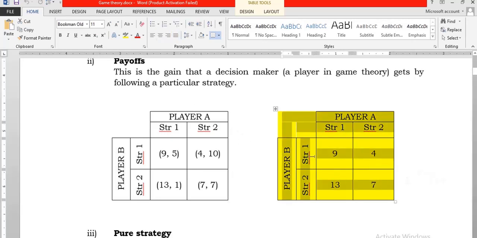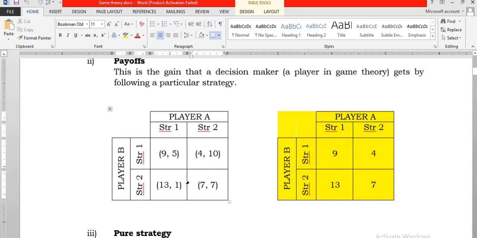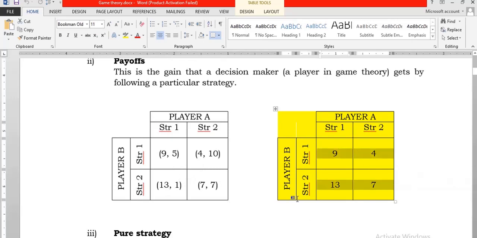This matrix here will change to that particular position. Reason being that now I'll ignore the payoffs of player A, I'll focus on the payoffs of player B. In which case the payoffs of player B are 9, 4, 13, and 7, which are the ones you see here. Okay, so in other words, my focus is on player B winning against player A. Because player B now is my position as a decision maker in the game theory. Which means the payoffs of player A are now ignored. We shall focus on payoffs of player B.